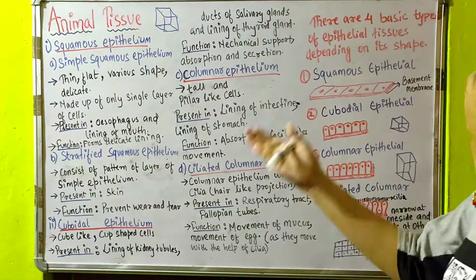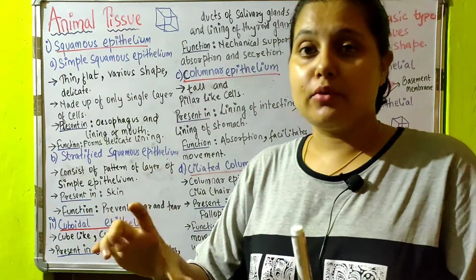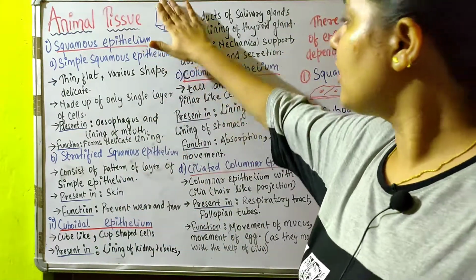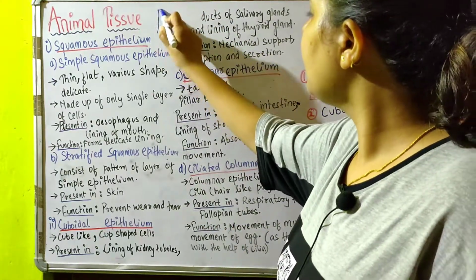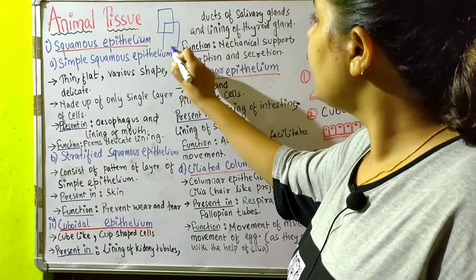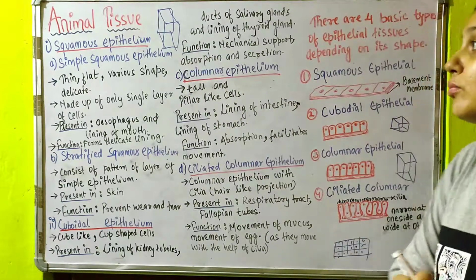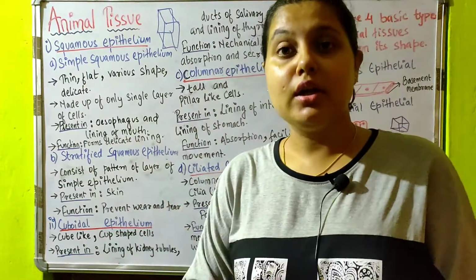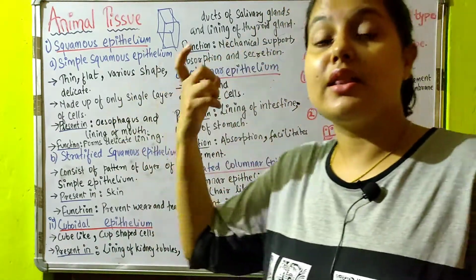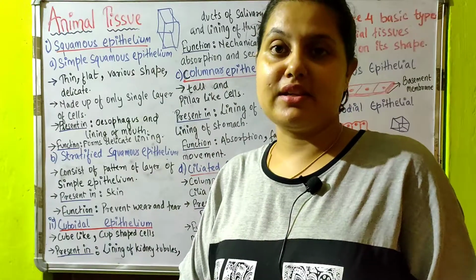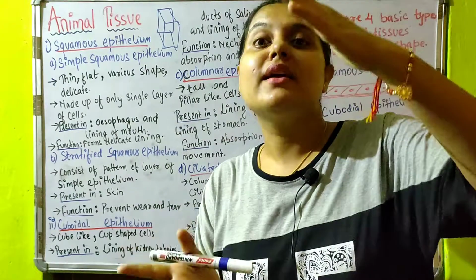Now coming to the columnar epithelium. The name itself suggests it is like a column. You see, this is a cube. And now I am making a cuboid. It is quite longer as compared to the cube, isn't it? Cuboids are quite longer as compared to the cube. This also I think you have studied in your maths, that the length, breadth, and height are different in this case. That means the columnar epithelium has tall, pillar-like cells.